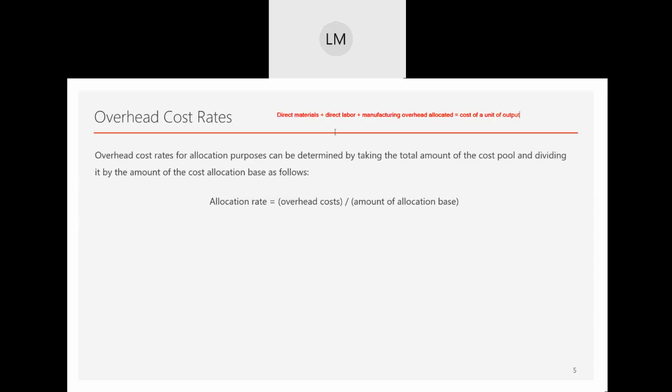Like I said, if I'm in a labor-intensive environment, then I'm probably going to take those estimated overhead costs for the next year and divide that by the estimated amount of either direct labor hours or direct labor costs. So I'm going to get an allocation rate here. My allocation rate is simply my overhead cost pool divided by the estimated amount of the allocation base.